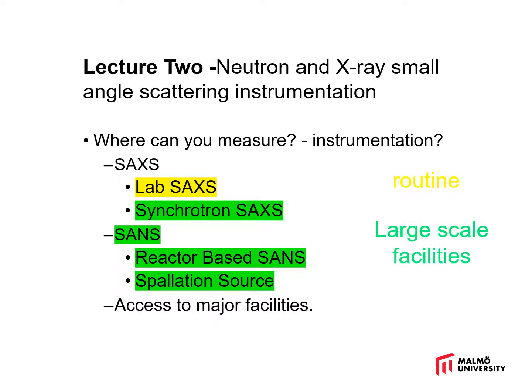So today's lecture 2 is about neutron and X-ray small angle scattering instrumentation, divided into SAXS instruments and SANS instruments. Some of these are in your own lab. Some of these are large-scale facilities. They have their particular attributes, advantages, disadvantages, and I'll also give you some feel for how the instrumentation works.